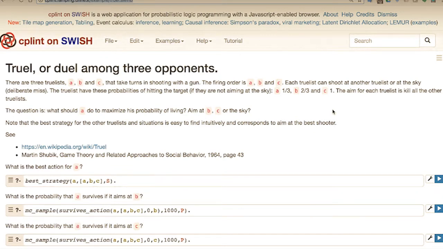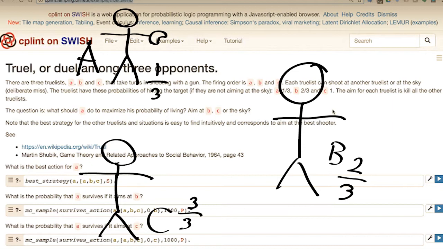While in this case the strategy for Blondie is clear because he knows something that the other players don't know, in general the strategy for a player is not so obvious. For example, in a very similar truel, where the three opponents have to take turns shooting, the situation is much less clear. Say you have three truelists, A, B, and C, who take turns shooting in the order A, B, and then C. Each shooter can shoot at one of the other truelists or at the sky, which is a deliberate miss.